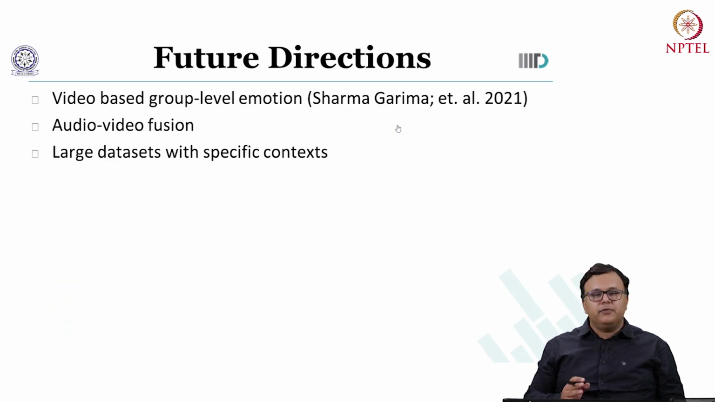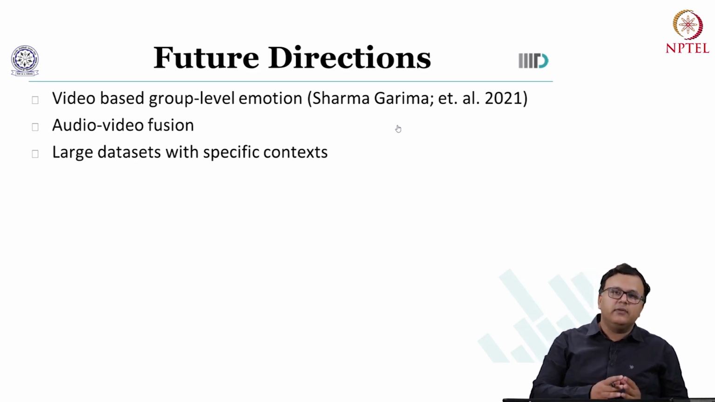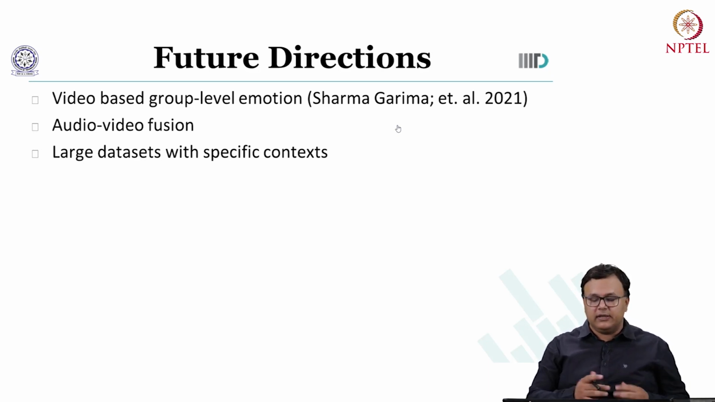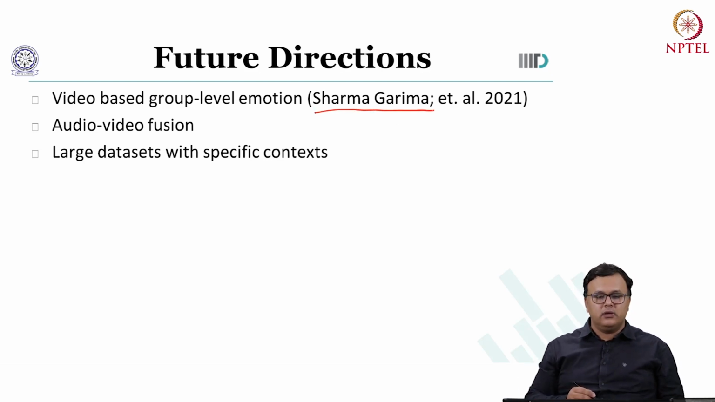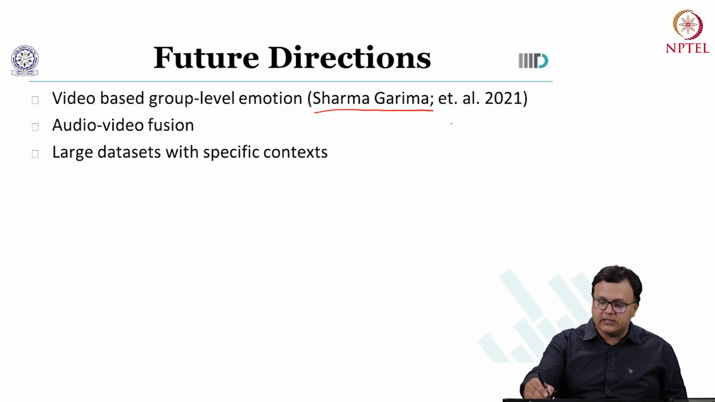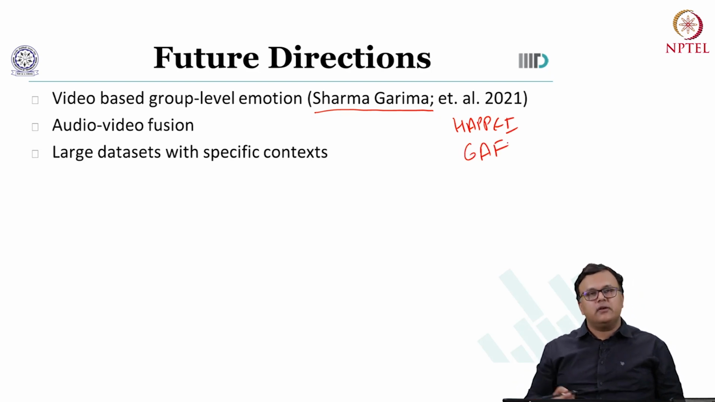Now I will share some future directions. So group level emotion is actually a fairly new area. As we are getting more and more data sets collected, for example, here is one from Sharma and others, and then there are other repositories such as there is a HAPPEI data set, and then there is a Group Affect data set, GAF. So these are available publicly. You can download them, train systems and test out group emotions.